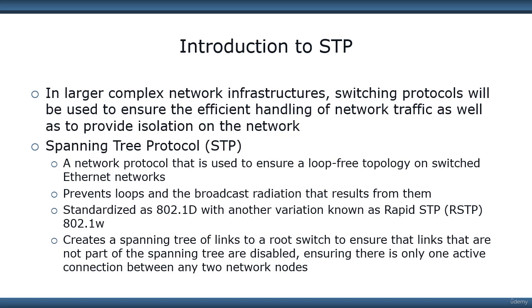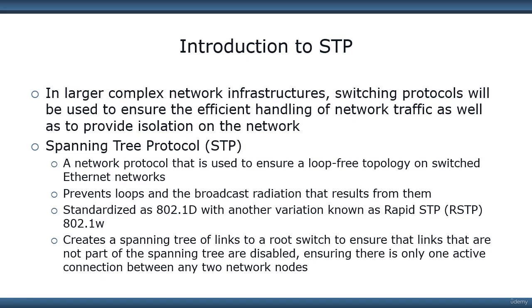Simply put, this allows switches to talk to one another, to be able to identify the multiple paths, and specifically redundant paths, within the network so that they're not broadcasting packets where it's not needed or where it would cause a loop. It's standardized as IEEE 802.1d. There's a more recent variation known as Rapid STP, RSTP, 802.1w.